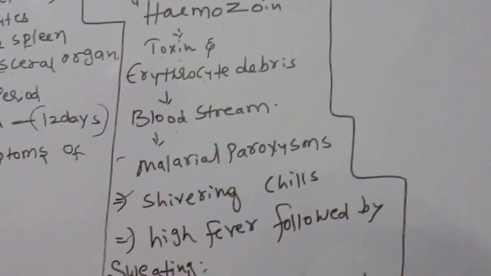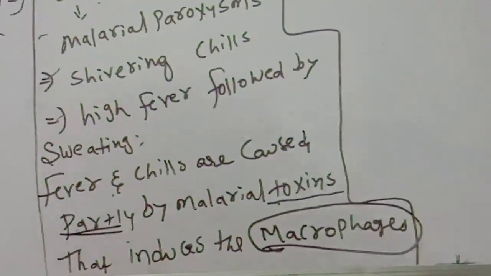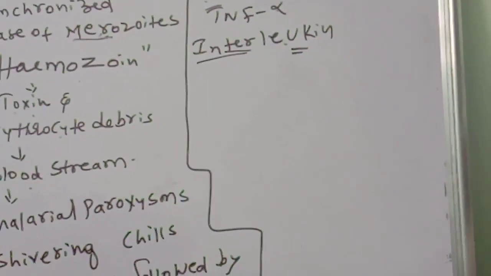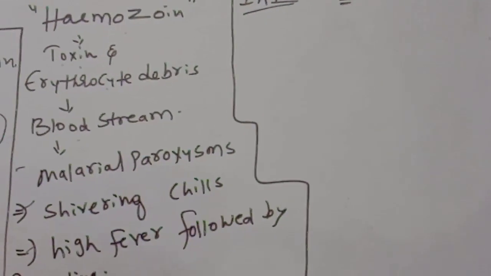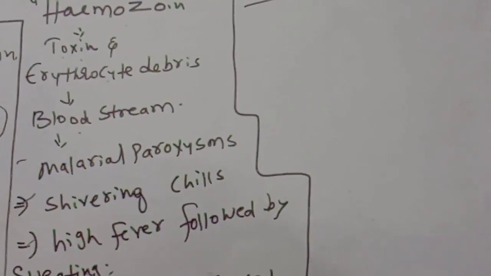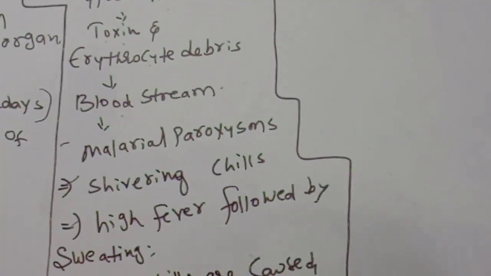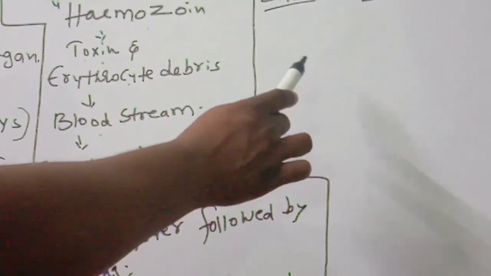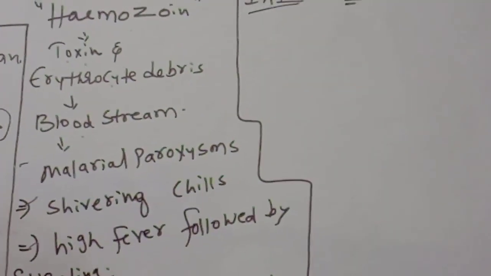Next, these toxins induce which cells? Macrophages. You know very well, our immune cells, macrophages. These macrophages release which ones? Tumor necrosis factor, TNF alpha, and interleukin. These are the main reason for the immunity-related changes and inflammation happening because of these macrophages. From a protection point of view, these inflammations are happening because of these toxins. Okay, children, like this, pathological changes happen and the symptoms appear.